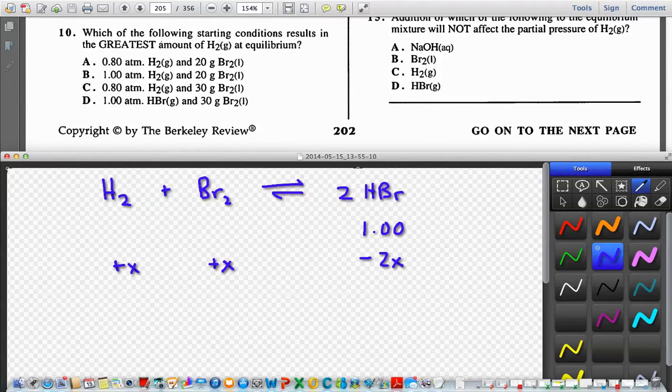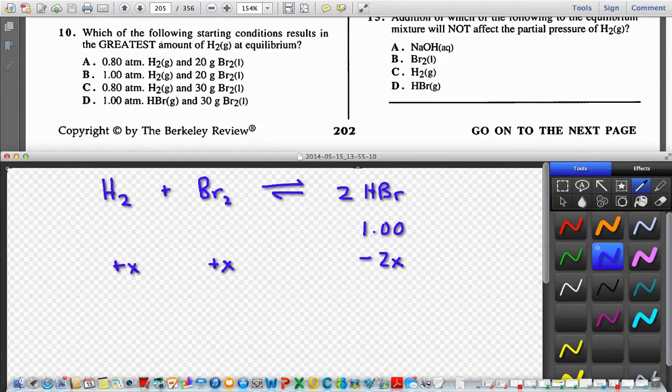They say A and C is eliminated. Right. They're identical answers, A and C are, because the bromine is irrelevant. So it comes down to, will you get more H2?